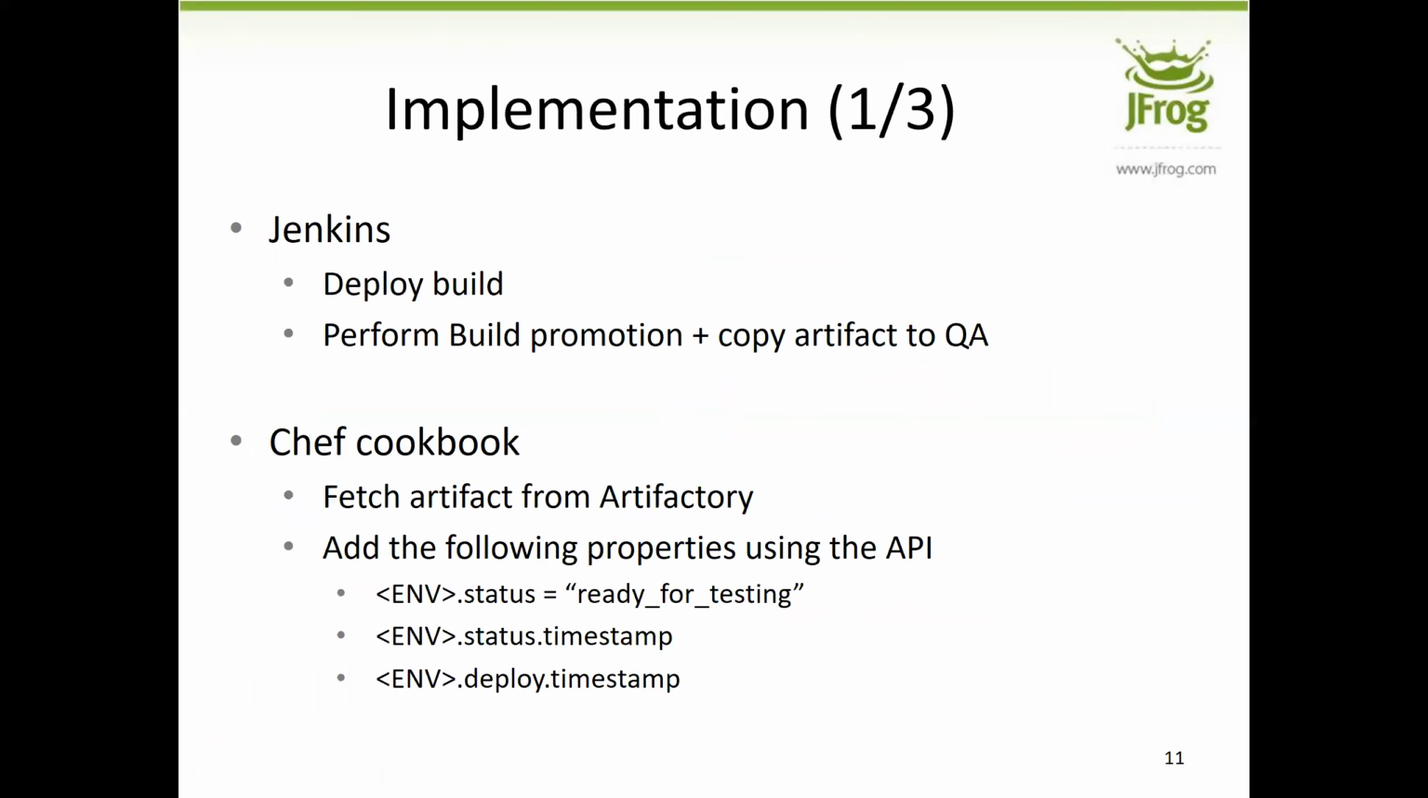So if I recap in more detail the different steps, first would be Jenkins to perform build promotion and copying the artifact to QA. Then comes in the Chef cookbook to fetch the artifact, and it will apply these different properties by environment: status, timestamp, and deploy timestamp.